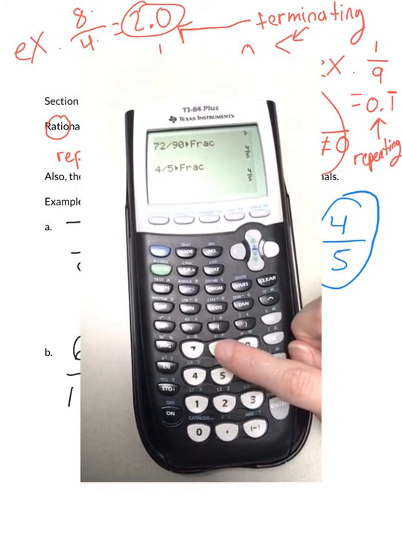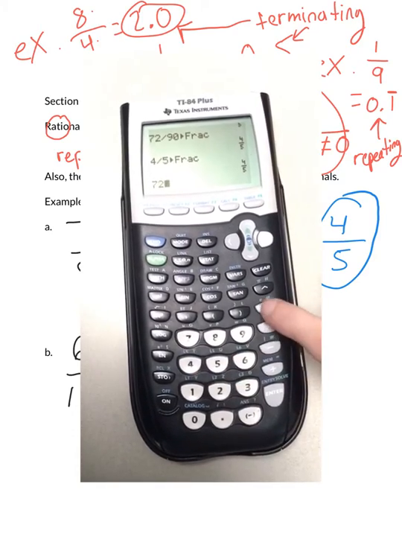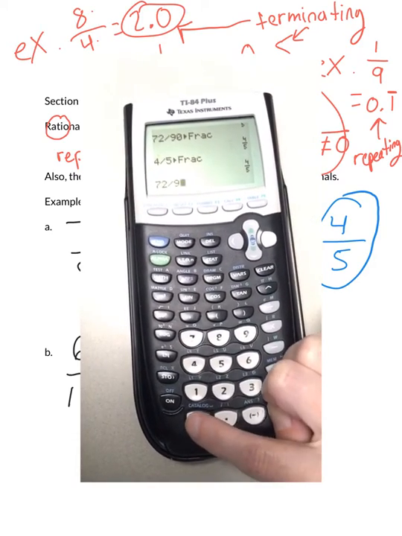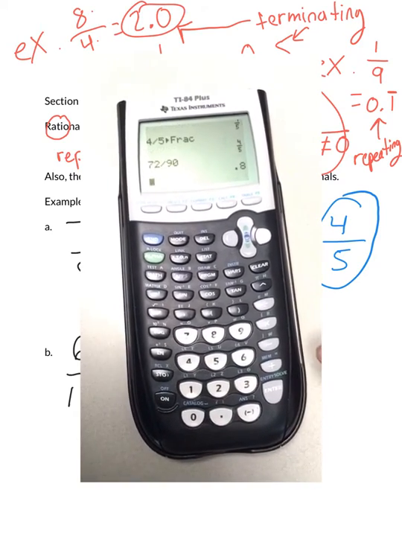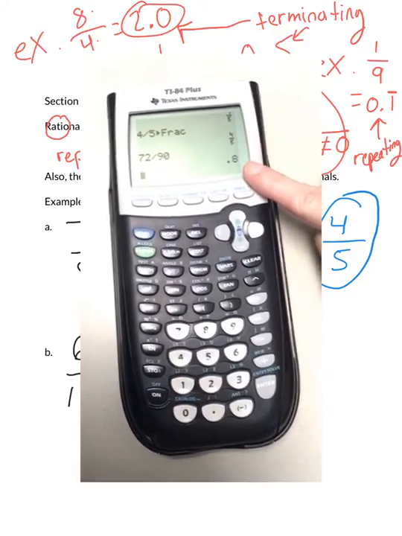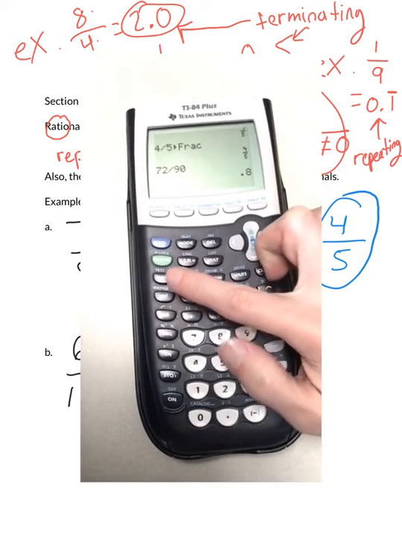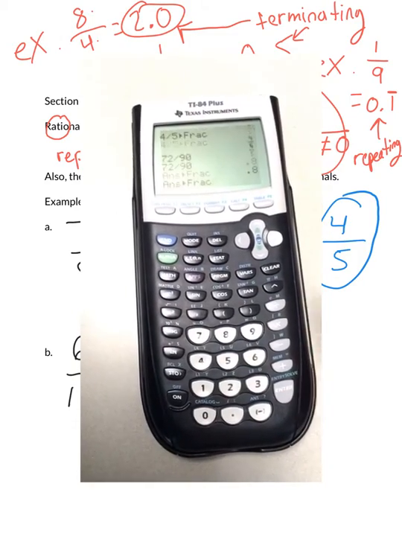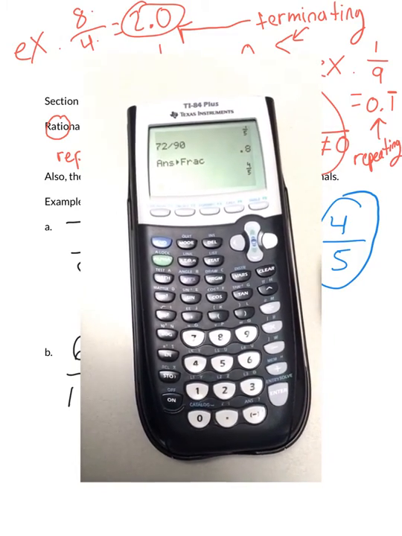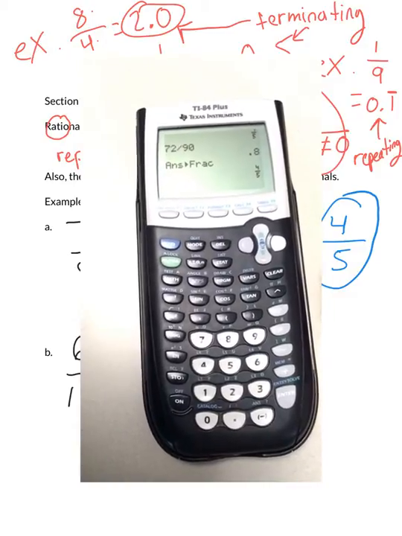Going back to the original question, let's say that you forgot to hit the math button. You did 72 divided by 90. You hit enter, you got the decimal. That's okay. Even after you got the decimal, you can still hit math button, enter twice, and still get the same exact final answer of 4/5.